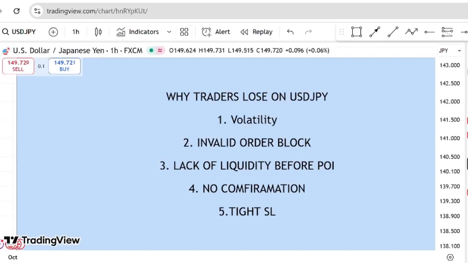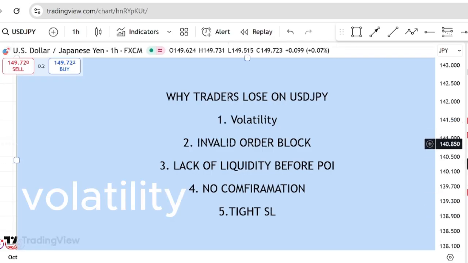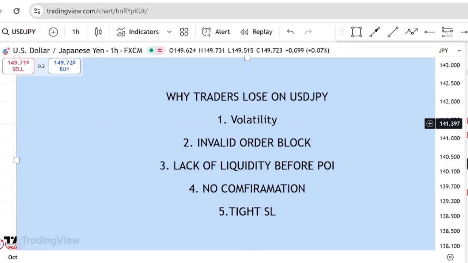5 points we have on the screen here. And what can you see? The first point we have is volatility. Talking about volatility, it is trying to explain the rate of movement. USDJPY pair is very volatile.